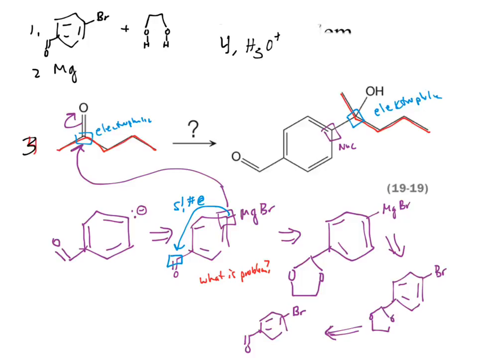So one, starting with the para-bromobenzaldehyde, the very upper left, plus the diol, then followed by magnesium, then followed by the ketone, then followed by acid. The acid would protonate the alcohol, and it would also deprotect the acetal in the same step.